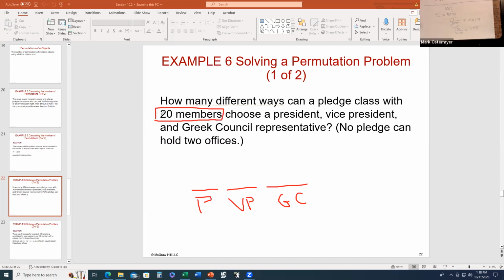All right, you go ahead. This will be classwork number 2, I think. How many different ways, ladies and gentlemen, can I arrange 20 people in a specific order? One to be president, one to be vice president, and one to be a Greek council representative. Go ahead. Classwork number 2.